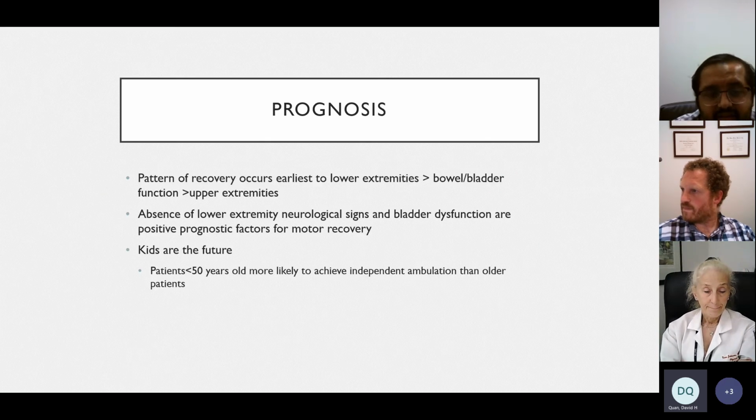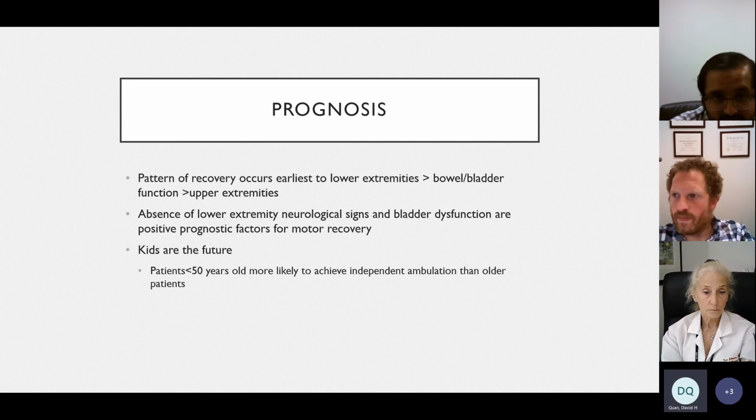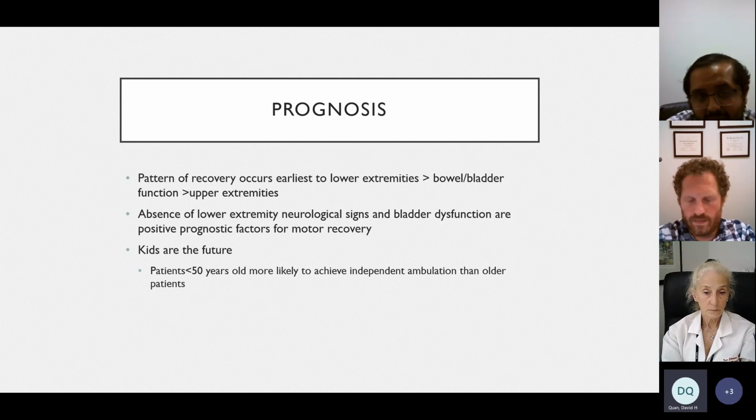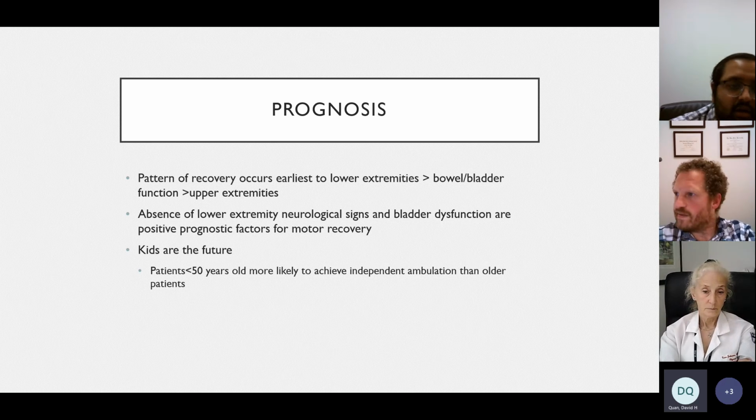Prognosis really varies. For the most part, the order of the return to motor comes from lower extremities to bowel and bladder to upper extremities. If you have an absence of lower extremity neurological signs, as well as bladder dysfunction, that tends to be a positive prognostic factor. And also, for some of these syndromes, being younger tends to allow patients to achieve independent ambulation more so than older patients.